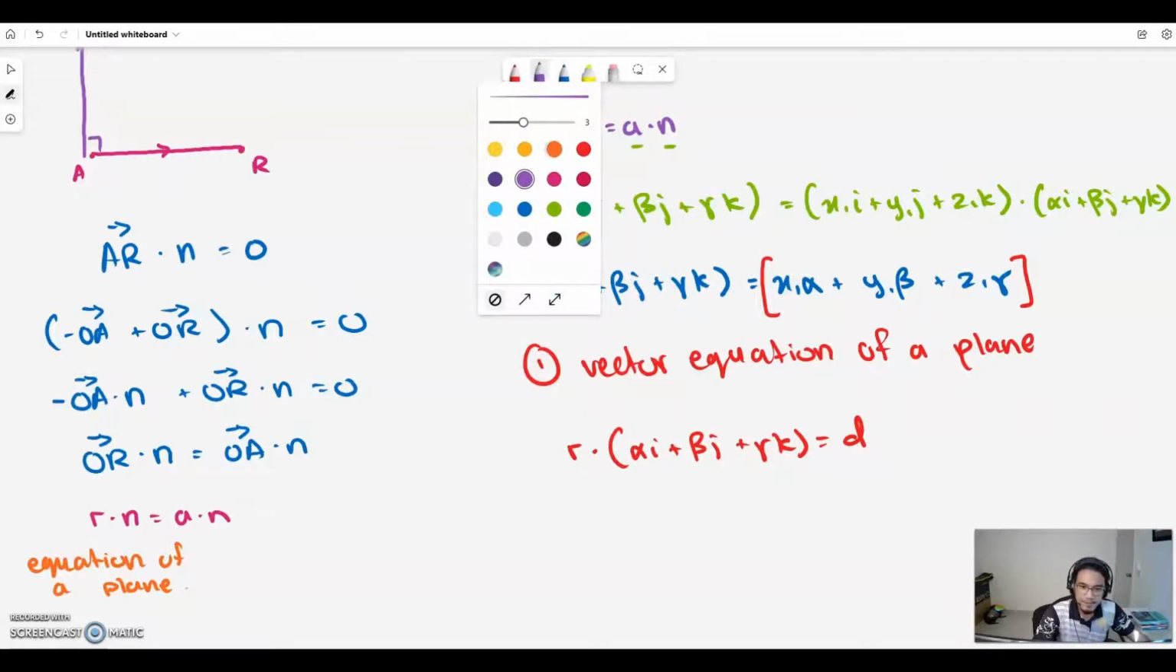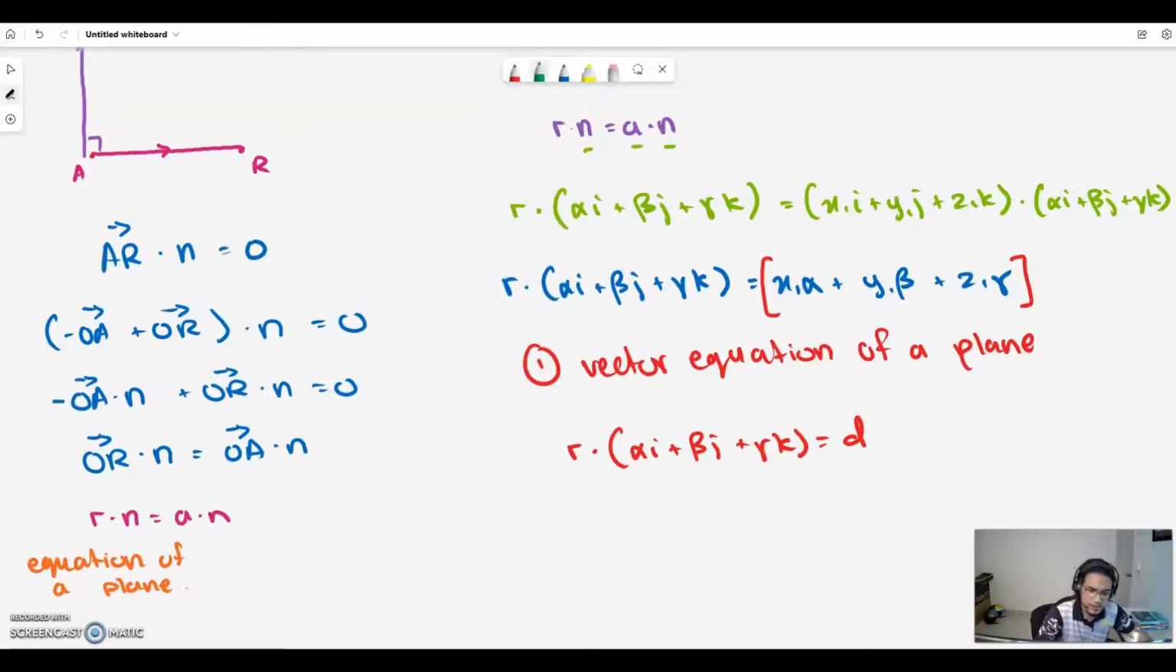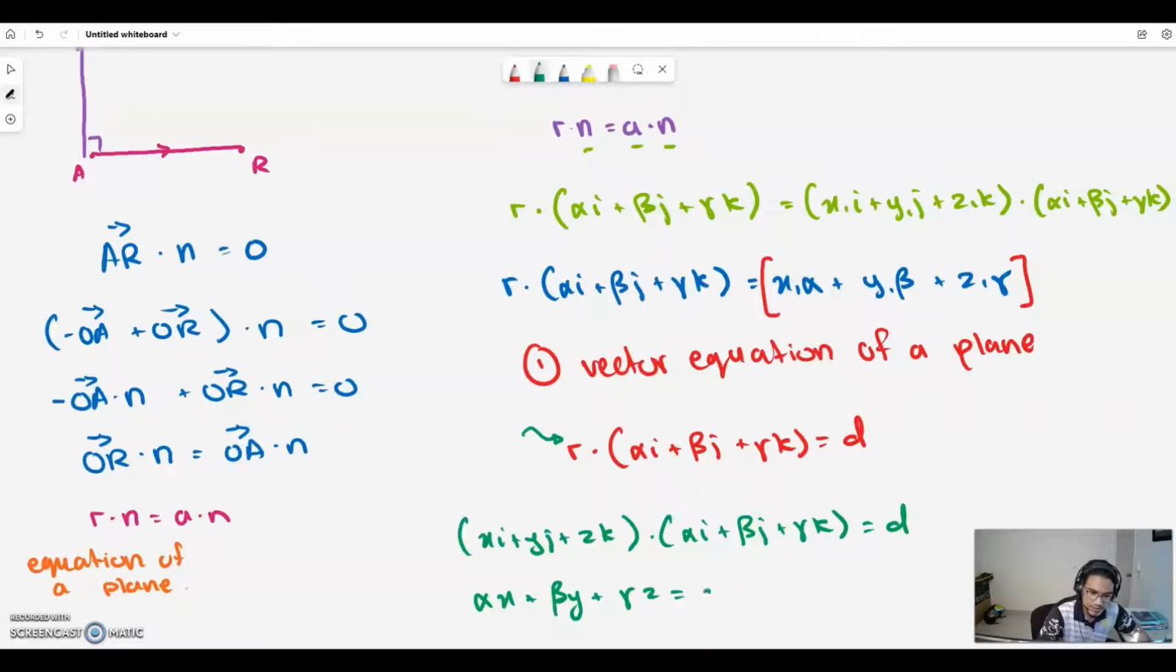Okay. Next, we continue with this equation that we have, and now we substitute dr with its component of a vector, so it becomes xi plus yj plus zk. So this comes from the position of point R dot (alpha i plus beta j plus gamma k) equal to D. And we solve for the dot product, and we have alpha x plus beta y plus gamma z equal to D.